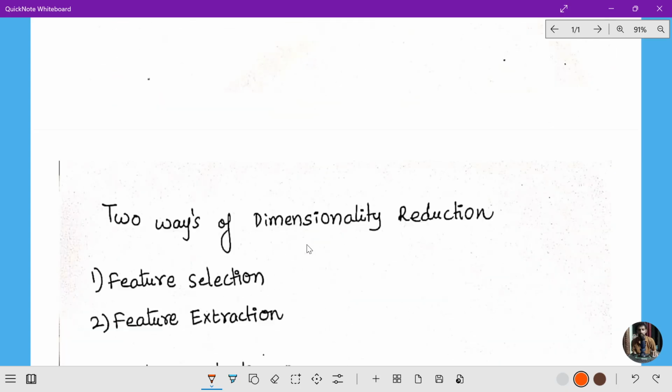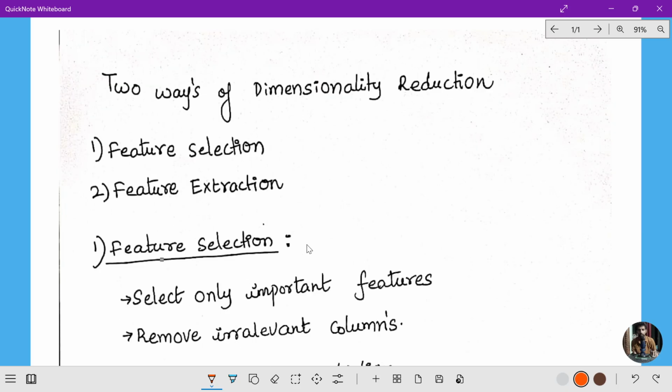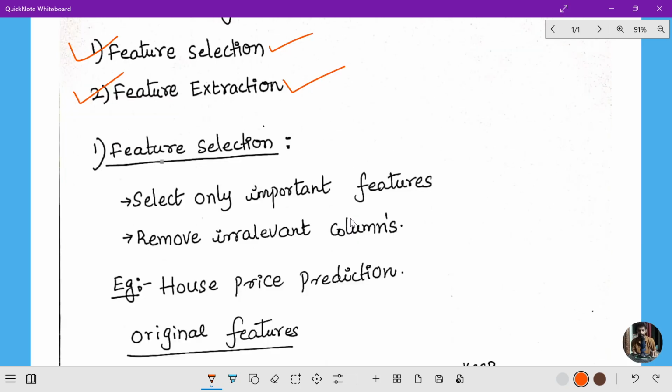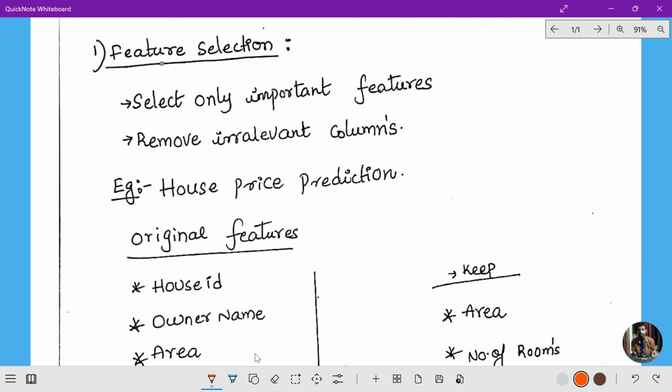Now let us see how we represent dimensionality reduction. We have 2 types of techniques in dimensionality reduction. The first one is called feature selection and the second one is called feature extraction. In this video I will explain feature selection. In the next video I am going to talk about feature extraction. So let us see the meaning of feature selection. In feature selection, we select only the important features and remove irrelevant columns. So we are going to remove the irrelevant columns.